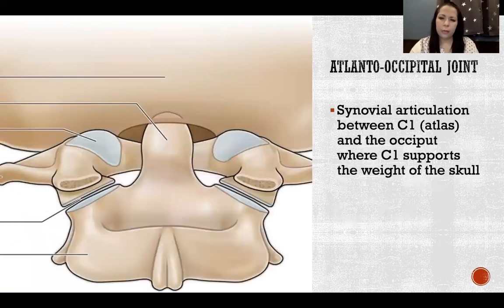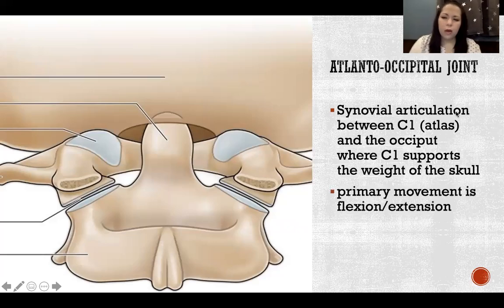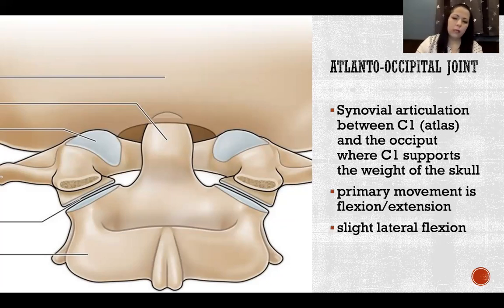The Atlanto-occipital joint is a synovial articulation between C1, which we also call atlas, and the occiput, where C1 supports the weight of the skull. Okay, so if you know your mythology, Atlas had to carry the weight of the world on his shoulders. And so C1, Atlas, is carrying the head, it's carrying the weight of the world. So the primary movement at this joint is flexion and extension, but there's also a little bit of lateral flexion.